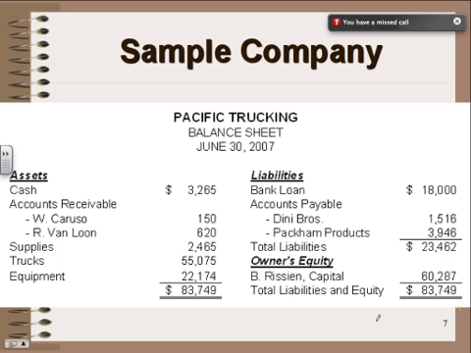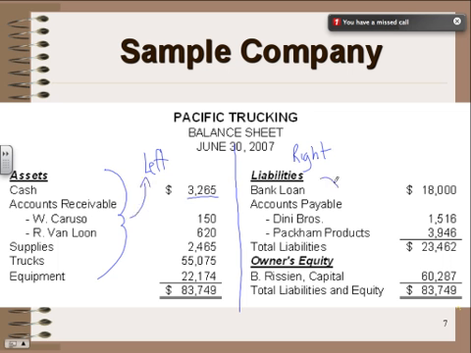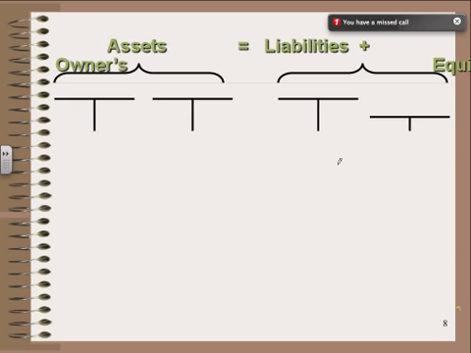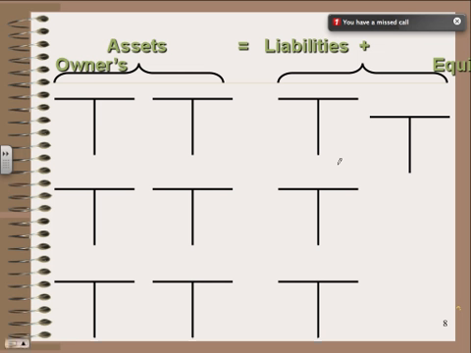Okay, so let's put this into context so it makes sense to you. Here's a balance sheet. Take note. Cash, $3,265, and so on. Remember we said there's a left side and a right side? Left and right? Well, remember all of these accounts here on the left side of the balance sheet have a normal balance on the left. And all of these accounts on the balance sheet have a normal balance on the right. Okay? So let's set up those accounts.